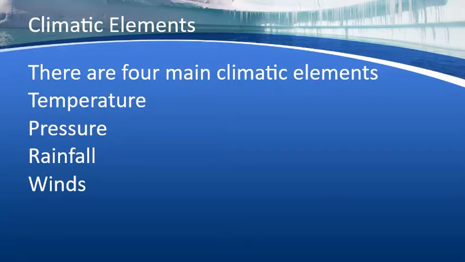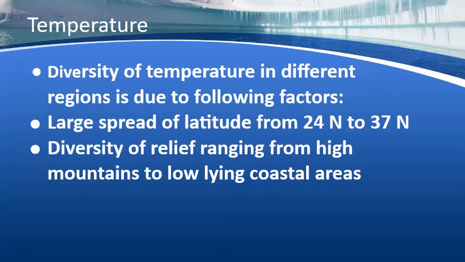Climatic elements. There are four main climatic elements: temperature, pressure, rainfall, and winds. These are responsible for the regional and seasonal variation in climates of Pakistan. If we talk about temperature, diversity of temperature in various regions is due to the following factors. First one is that Pakistan is widely spread on latitude from 24° north to 37° north.